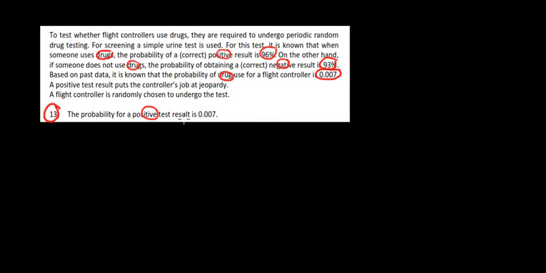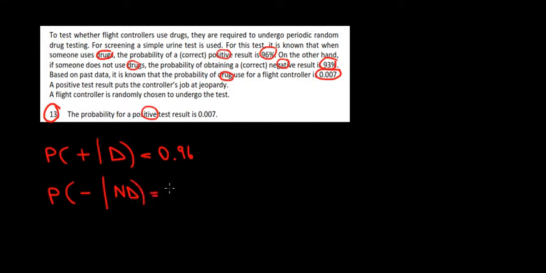Now, before starting, let's write the data. Let's write this information in a simple way. So we know the probability of having a correct positive result, meaning we have the probability of a positive result given that the person actually uses drugs. And that's equal to 0.96, 96%. Now the same logic, we have the probability of a correct negative result. So the probability of having a negative result given that the person does not use drugs. So no drugs, and that's equal to 93%, so 0.93. And we also know that the probability of a person actually using drugs is equal to 0.007.